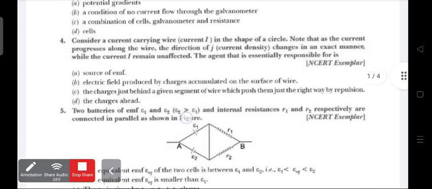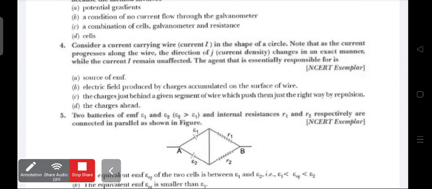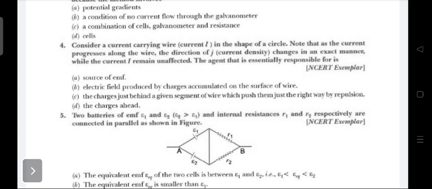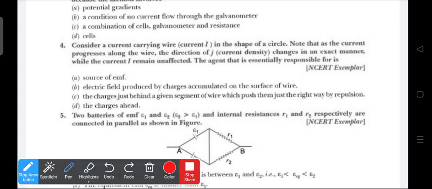Coming to question number 4. The question says: consider a current carrying wire, current I, in the shape of a circle. Note that as the current progresses along the wire, the direction of J changes. What does J denote? That is current density. It changes in an exact manner while the current I remains unaffected. The agent that is essentially responsible for this is.